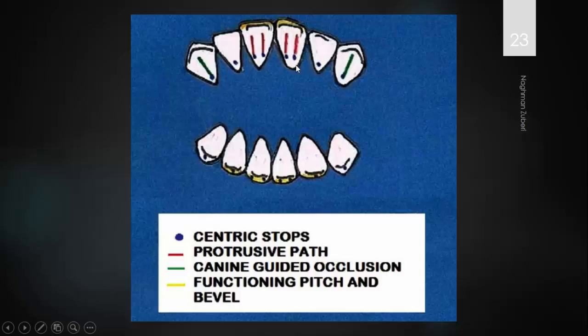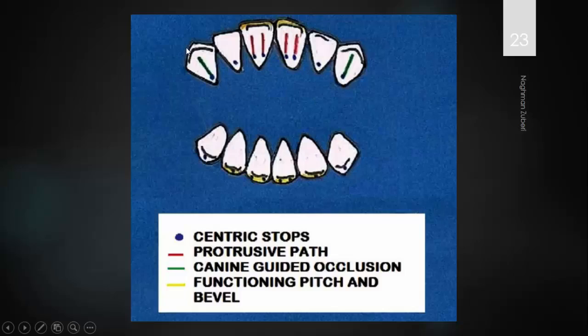We can see that the central incisor and lateral incisor come in contact with the maxillary central incisor during protrusion. And when they come in contact, these yellow lines show where they contact. And when there is laterotrusive movement, then these green lines on the left or right laterotrusive are on the canines in canine guided occlusion.